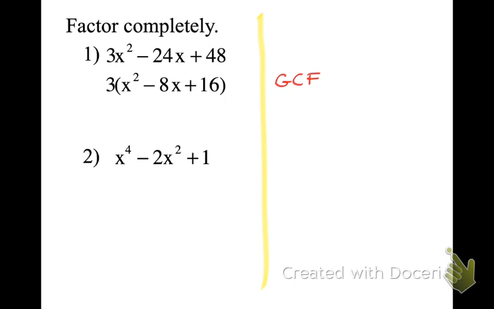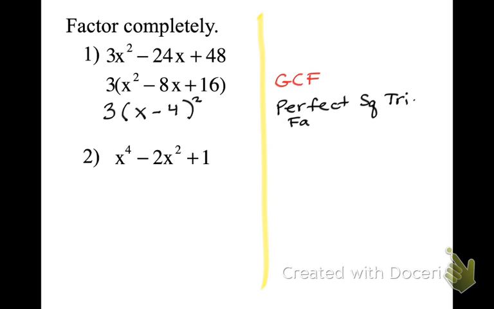Okay, keep going, Ethan. So after that, since you can factor it down, it can be 3 times the quantity of x squared minus 4 squared. Close. What's the root of x squared? x. And so we would do x minus 4 squared. Okay? And that is perfect square trinomial factoring. Okay?